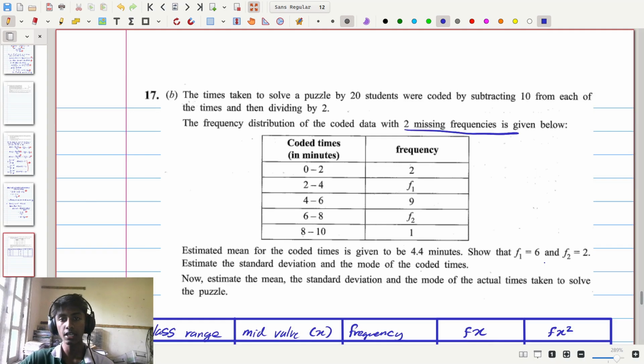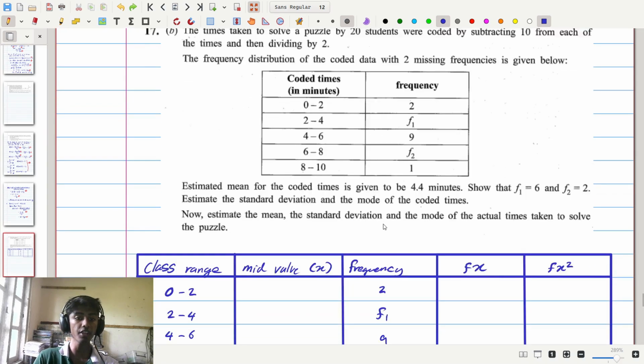So we can see we have some class intervals, and in the 0 to 2 range we have two frequencies. In the 2 to 4 range we have F1 which is missing. In the 4 to 6 range we have 9. In the 6 to 8 range we have a missing value of F2, and in the final range of 8 to 10 we have one value.